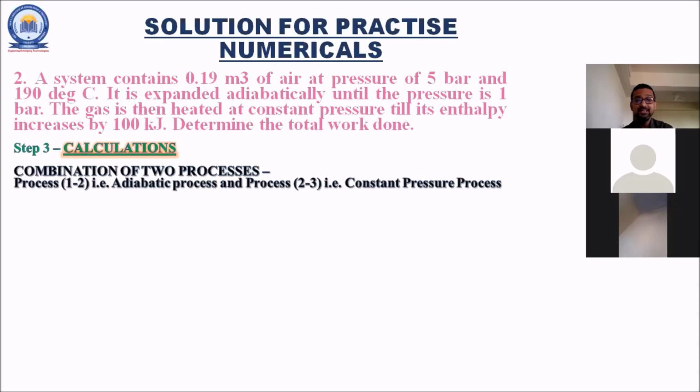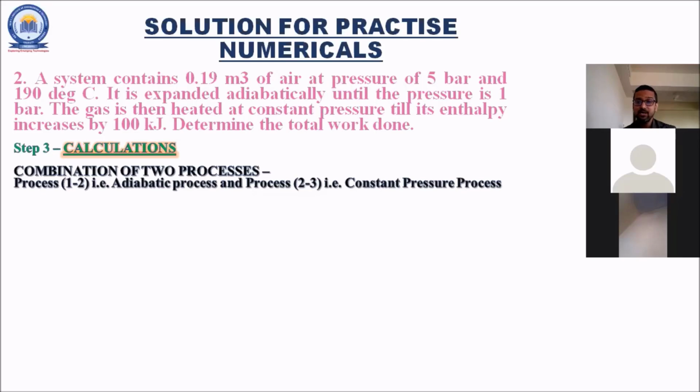So I am giving you the given data, so you can check if you have mentioned it in your notebooks. Firstly, you are given V1, that is 0.19 meter cube. Then pressure P1 is equal to 5 bar. Converting it into Pascal, that is 5 into 10 raised to power 5 Pascal. Then you are given temperature T1, that is 190 degrees Celsius. Converting this value into Kelvin.